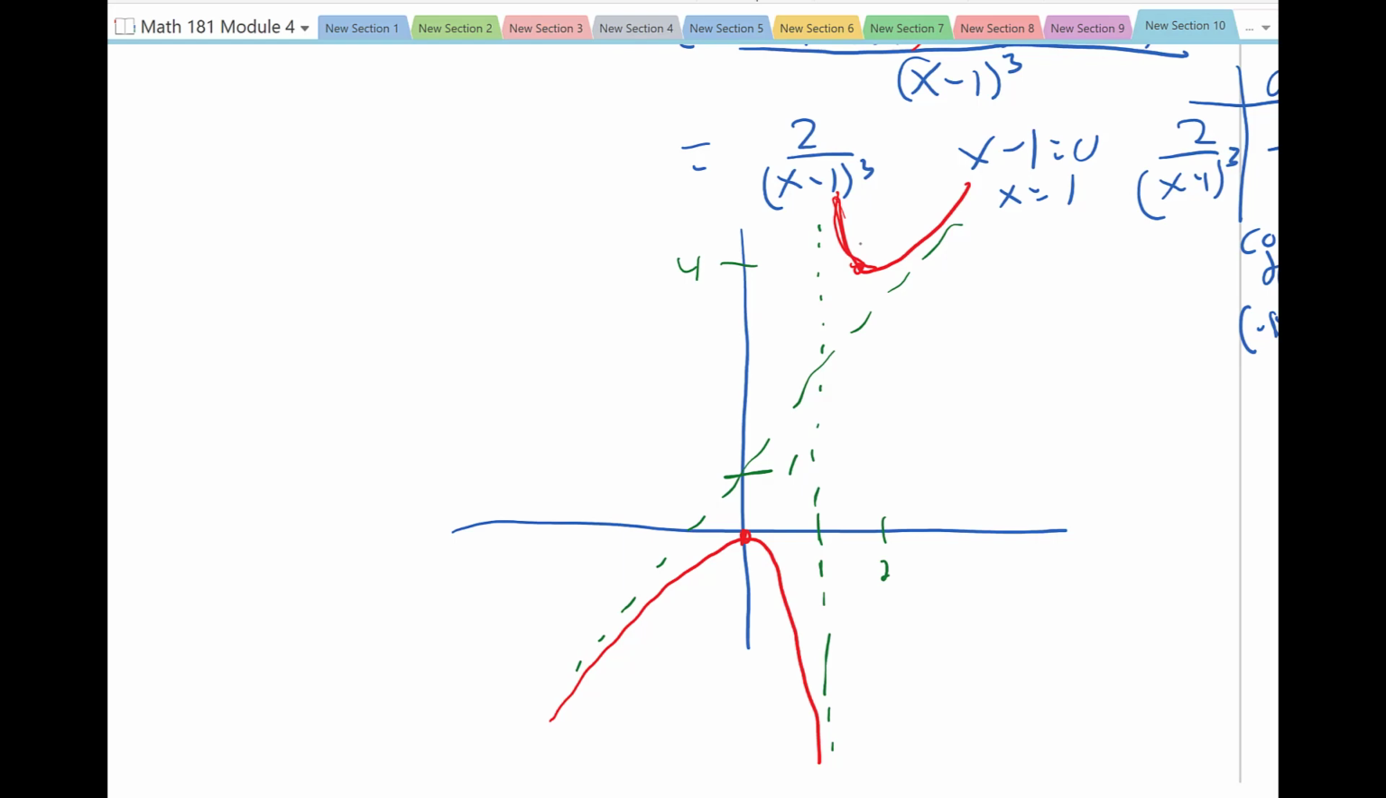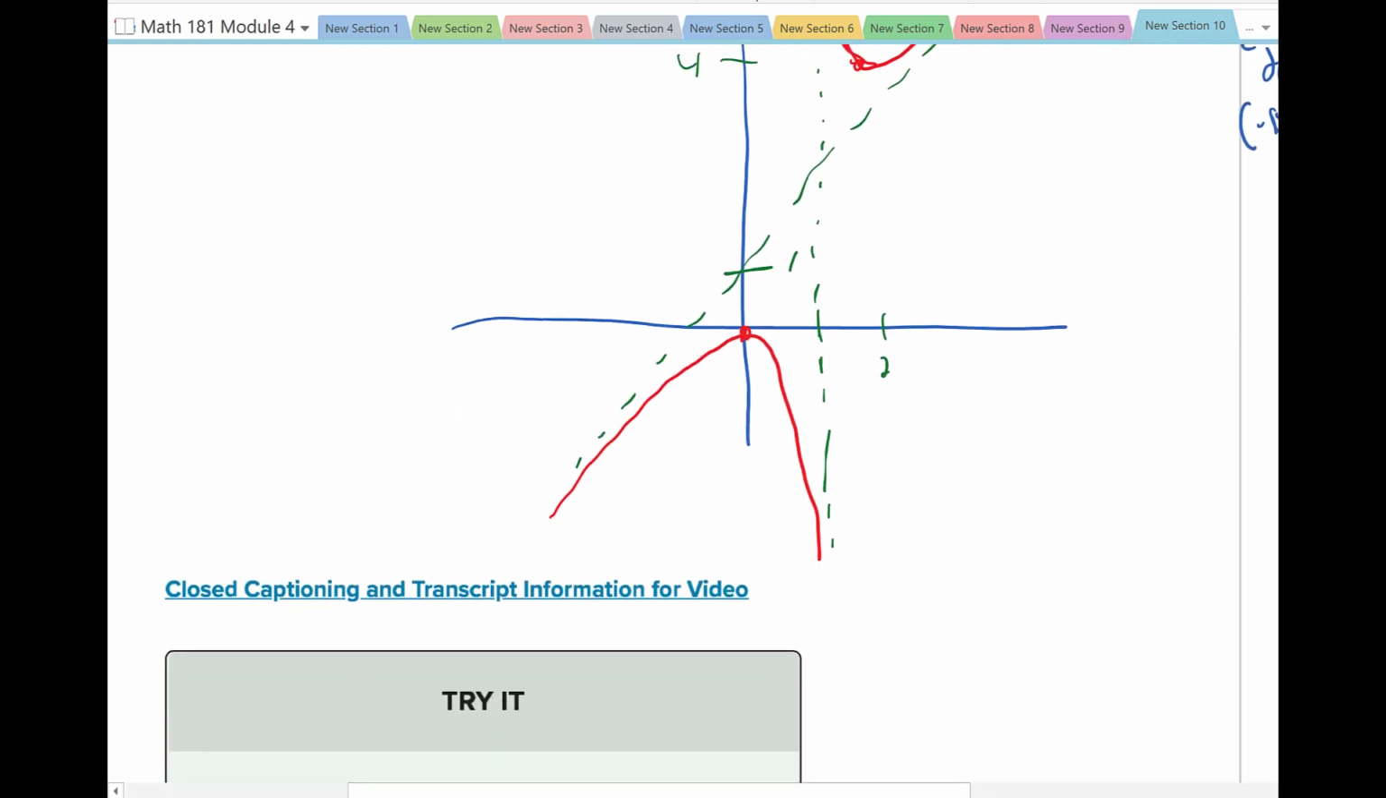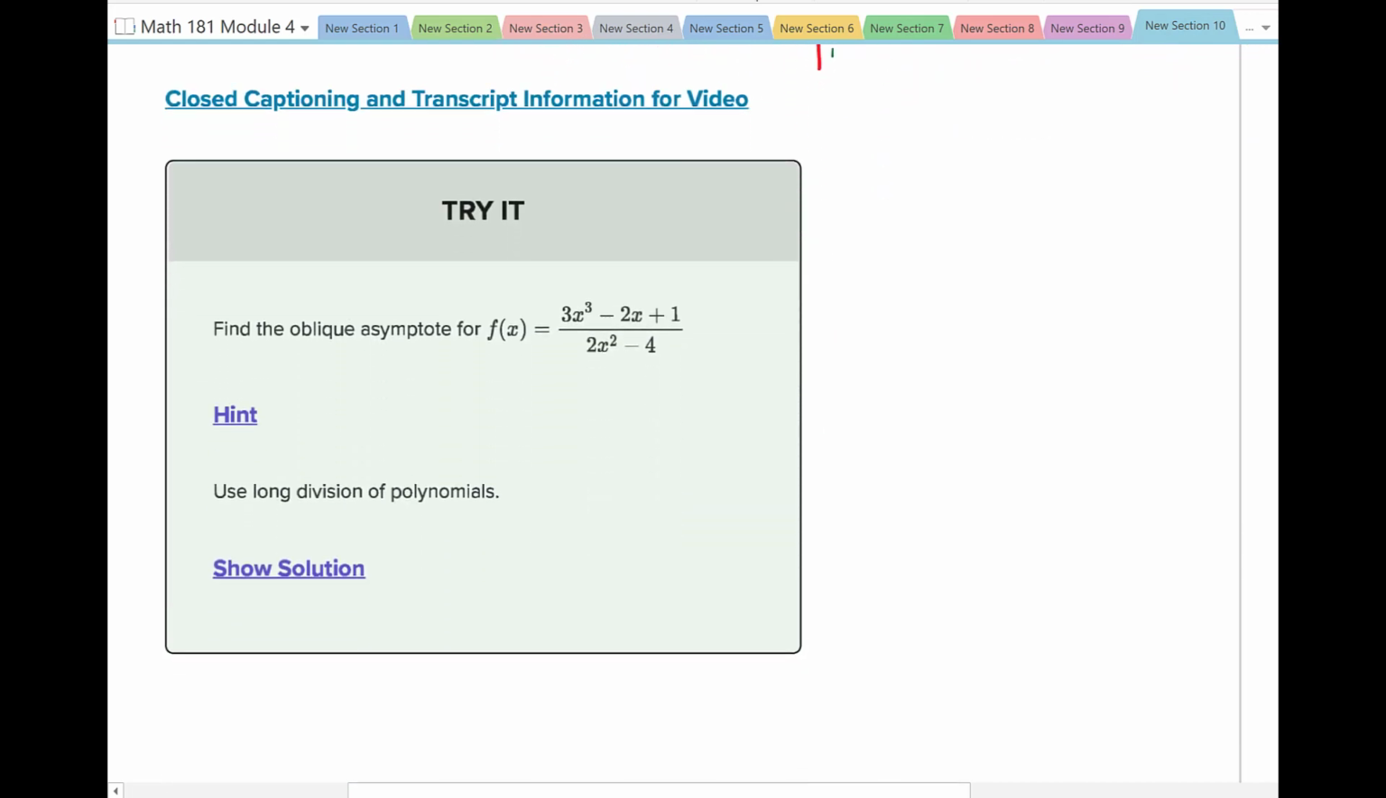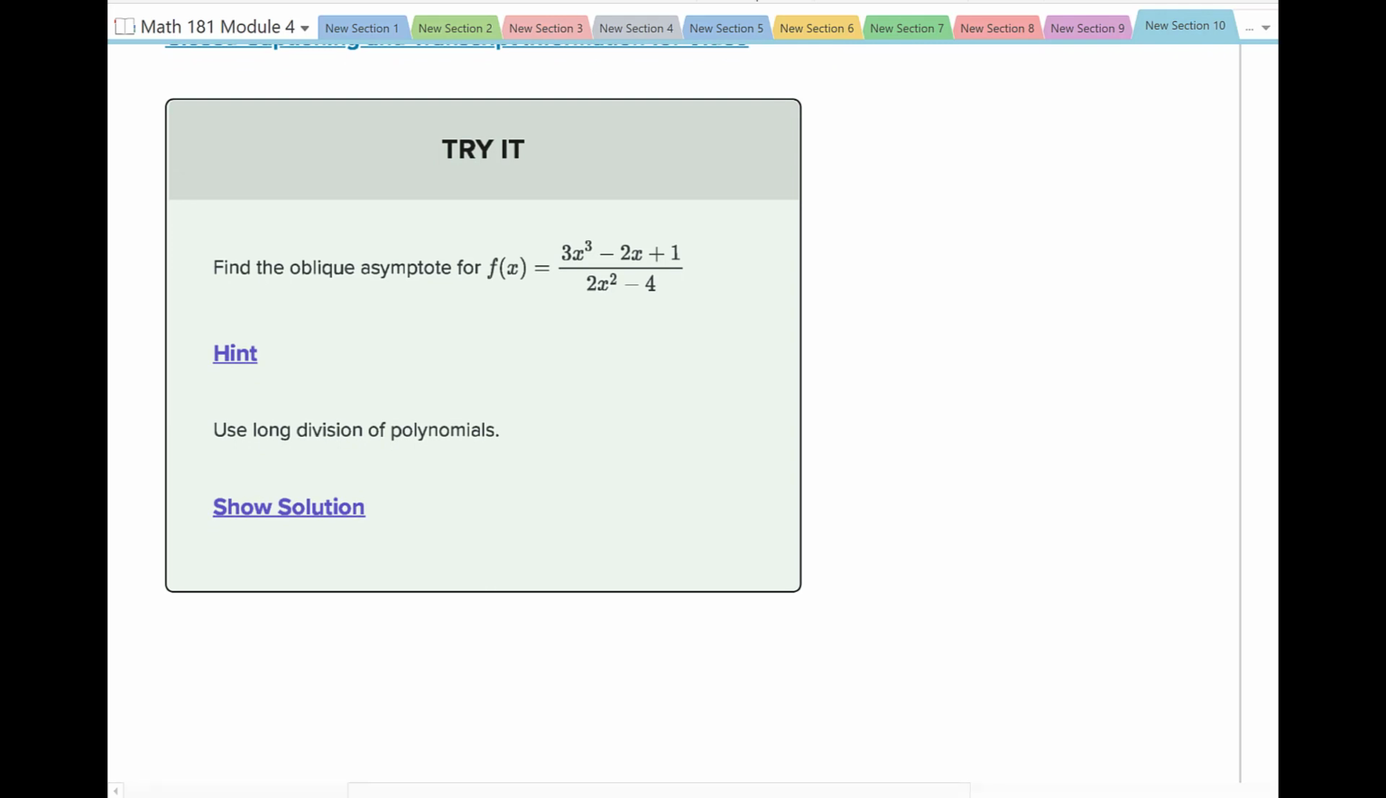It's kind of funny. Okay, we've got a few more examples still. So let's keep on rolling. Okay, find the oblique asymptote. This one's a nice short problem by comparison.